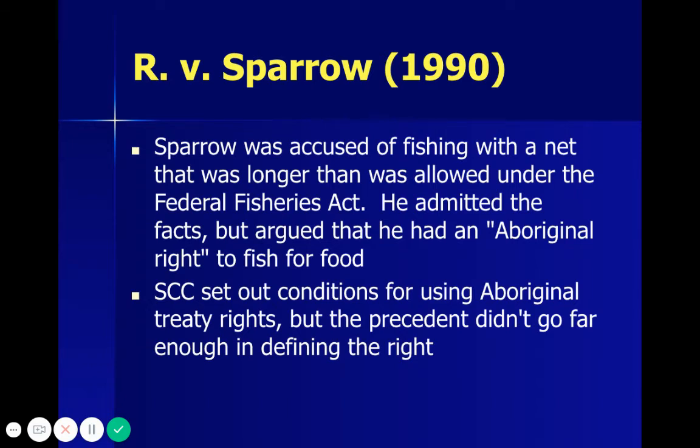In the case of R. v. Sparrow, and it's not a bird case, it's actually a fish case, a gentleman named Sparrow was accused of fishing with a net that was longer than what is allowed under the Fisheries Act. He admitted, yes, his net was too big, but he said he had an Aboriginal right to fish for food. In his area, there was more and more commercial fishery taking place, and the law at the time said that he was only allowed to fish for his own food.